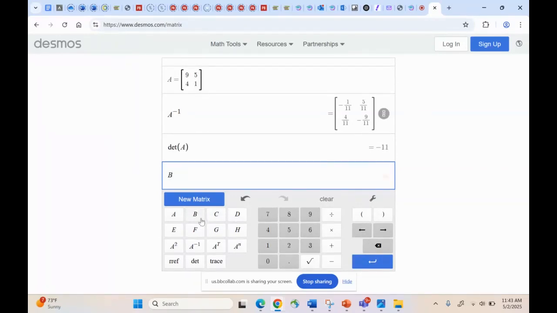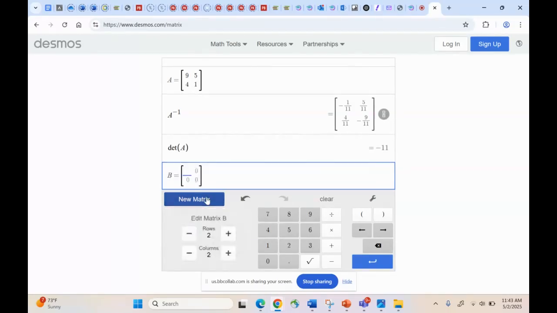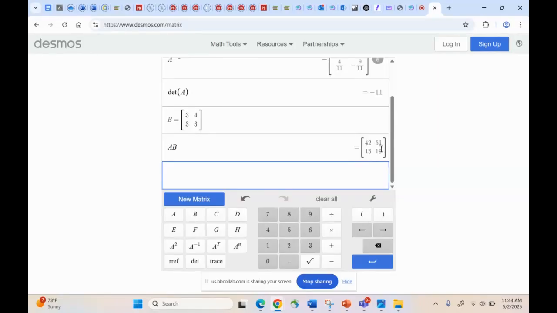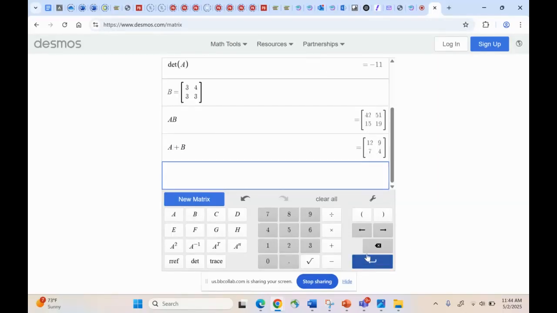If you want to multiply two matrices, let me add another matrix really quick. So if I want to multiply A times B, the computer already has it in there, and it will multiply it. Or if you want to add, you can add them. This is helpful if you want to check your work.